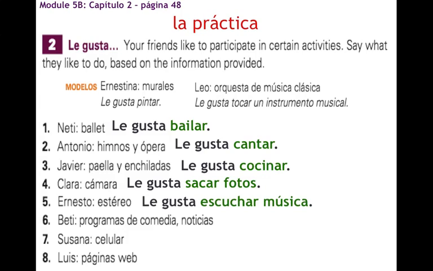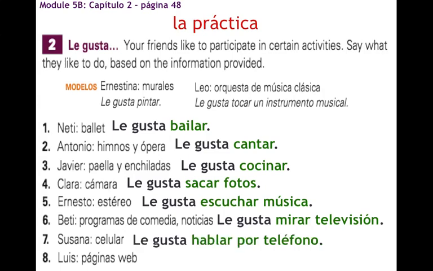Betty is very interested in programas de comedia, programas de noticias, news. Le gusta mirar televisión. Susana is very interested in her celular. Le gusta hablar por teléfono.